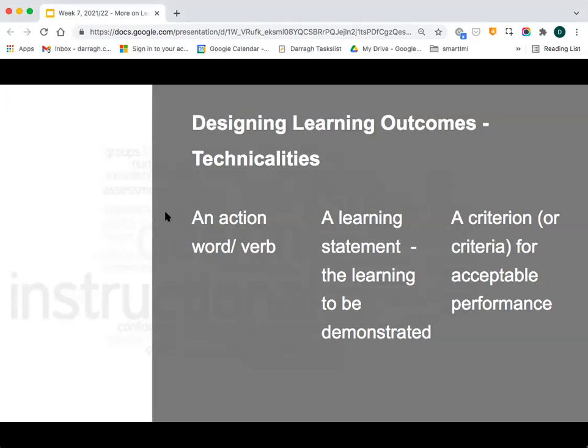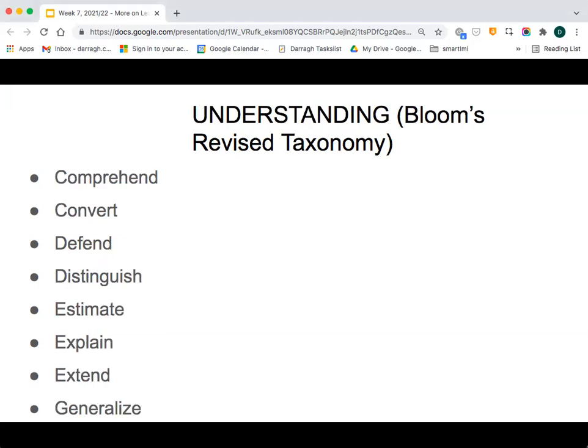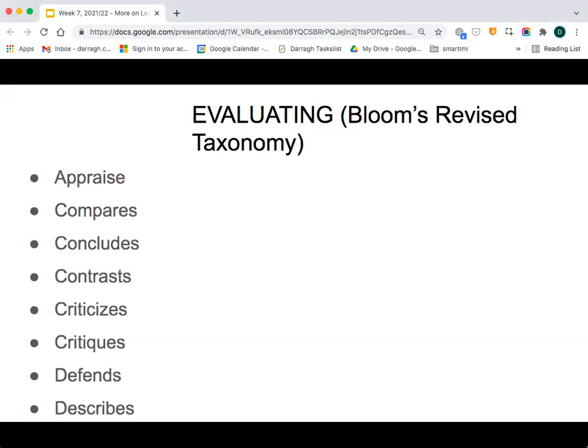Where Bloom's taxonomy kicks in, obviously, is the action verb element. So if we're talking about remembering, these are some terms we might use. Learners have to be able to recall, define, describe or identify. If we're talking about the understanding category, we're talking about learners estimating, defending, distinguishing. If we're talking about the evaluating category, then we'll be talking about learners critiquing, defending, describing, comparing, appraising, and so on and so forth.